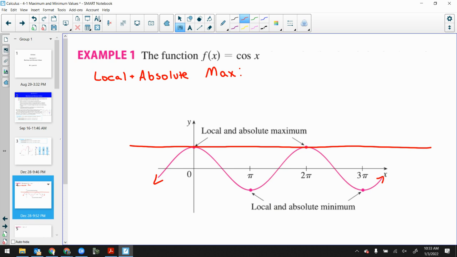Now, what are those places? Well, we would say 0, 2 pi, 4 pi, 6 pi. We can say 2 pi n, where n is any integer. Where n is an integer. That's n, an element of z.